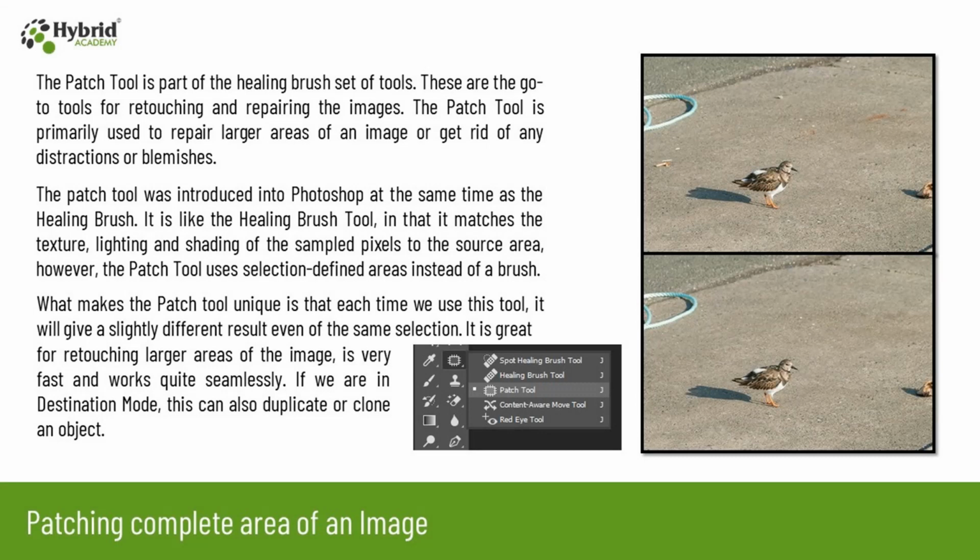The patch tool is a part of the healing brush set of tools. These are the go-to tools for retouching and repairing the image. The patch tool is primarily used to repair large areas of an image or get rid of any distractions or blemishes. The patch tool was introduced into Photoshop at the same time as the healing brush. It is like the healing brush tool in that it matches the texture, lighting and shading of the sampled pixels to the source area. However, the patch tool uses a selection-defined area instead of a brush.